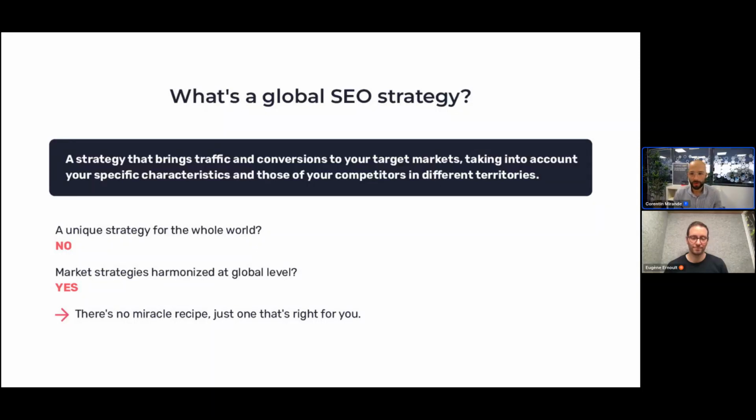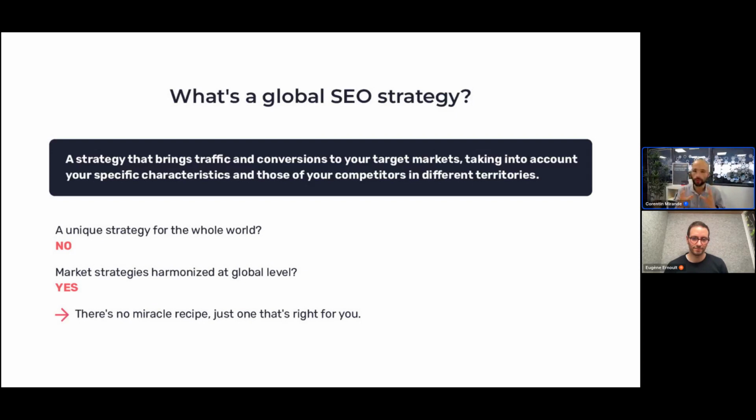So maybe before we go into details, I think it's really important for you and us to have the same definition of what a global SEO strategy is. So I will just read that for us. A global strategy is a strategy that brings traffic and conversion to your target markets, taking into account your specific characteristics and those of your competitors in different territories. That's a long one, that's a complex one, yet it's really important to have those different notions.